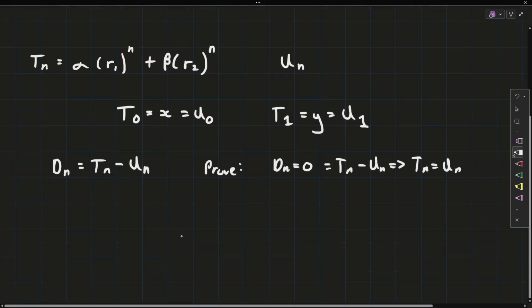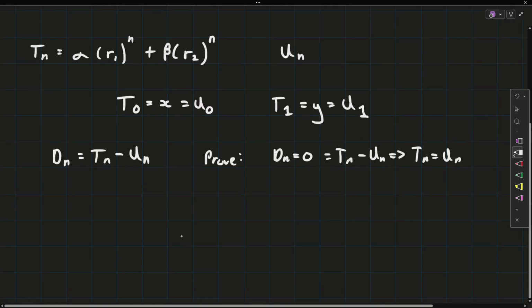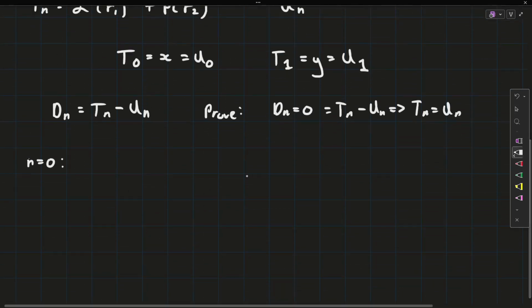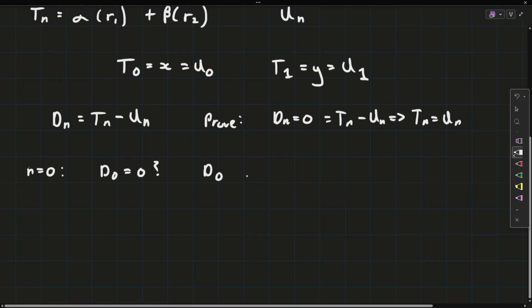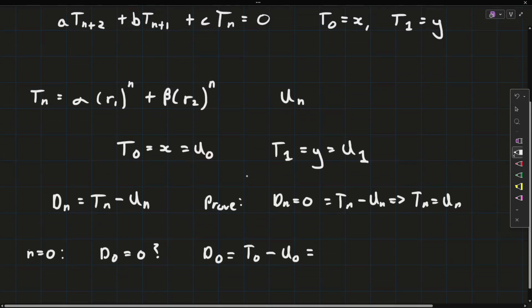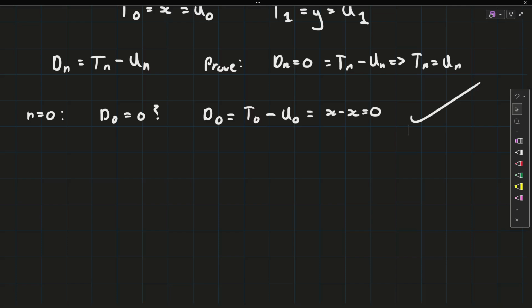Okay, so now I'm going to prove it, and I'm going to prove it using induction. So the first thing we do is we prove it for n equals 0. You could prove it for n equals 1, but since we're starting at 0 here, we have to start at 0. So is it true that d_0 is equal to 0? Well, it is, because d_0 will be equal to t_0 minus u_0, and t_0 is equal to x, and u_0 is also equal to x, so that whole thing is equal to 0. So it's true for n equals 0.